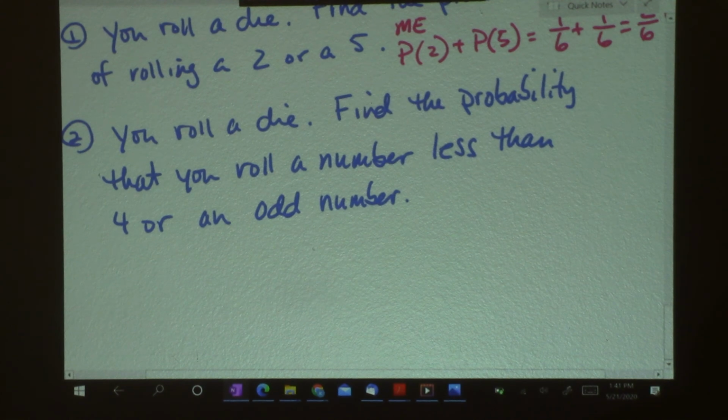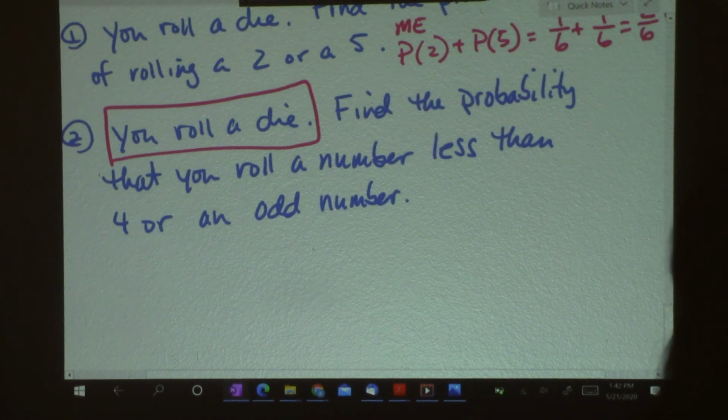Okay, so you roll a die. Find the probability that you roll a number just once. See, there is our one event. It is not compound right now. So you roll a number less than 4 or an odd number. Well, less than 4 can have 3 or 1. Those are both odd, so we're going to have overlapping.